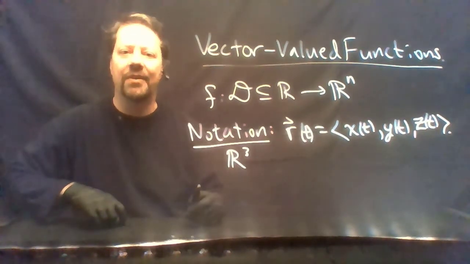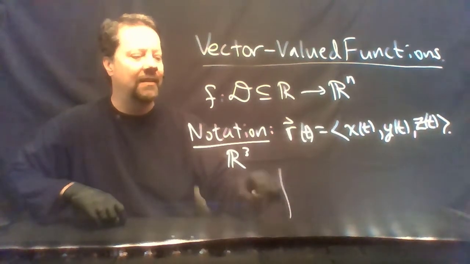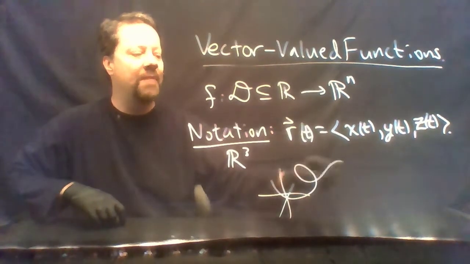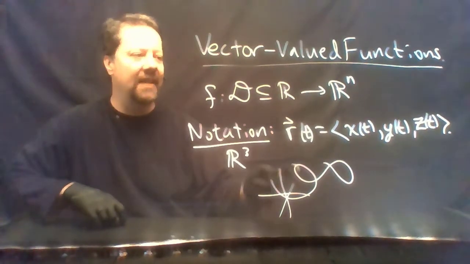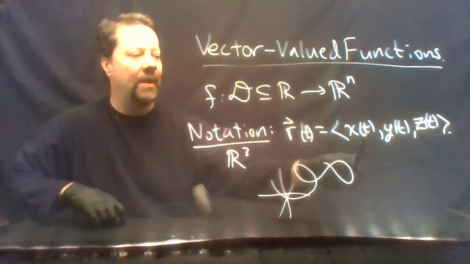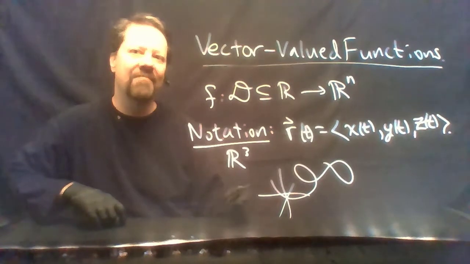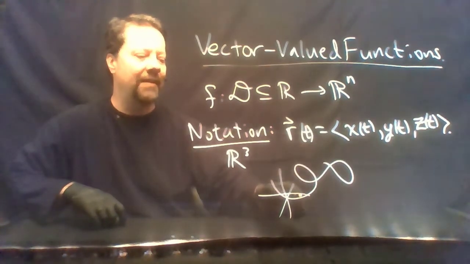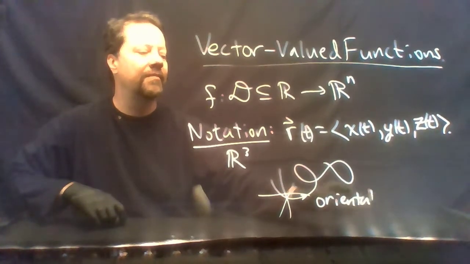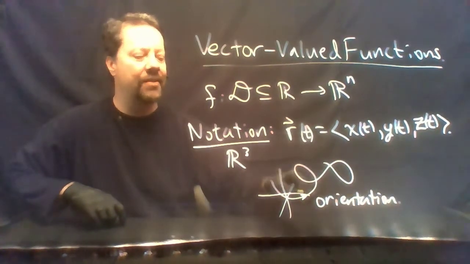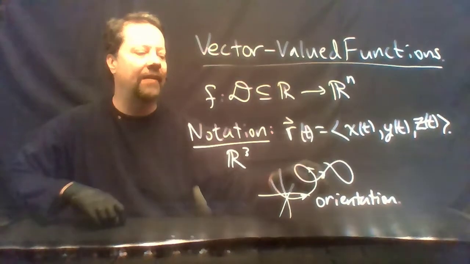These are parameterized curves. They'll sweep out some path in R3 in this case. We have 1 degree of freedom, the parameter t. X, y, and z will depend upon that. They will have an orientation. That's the direction that the curve is being swept out.